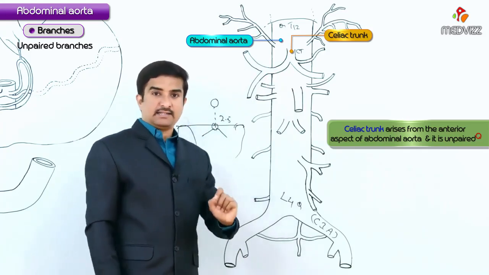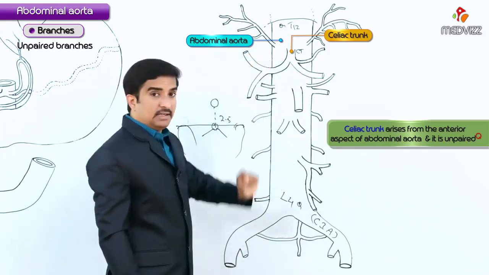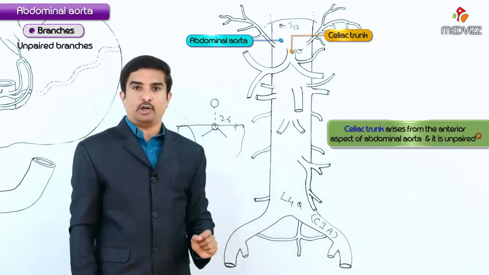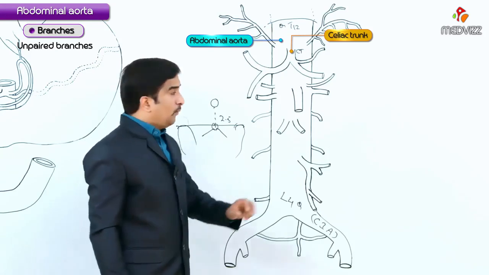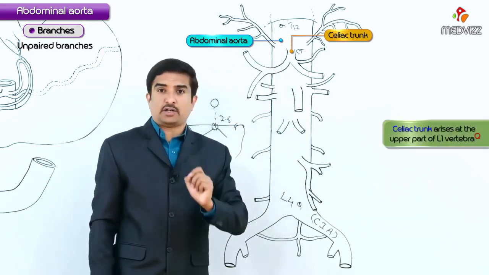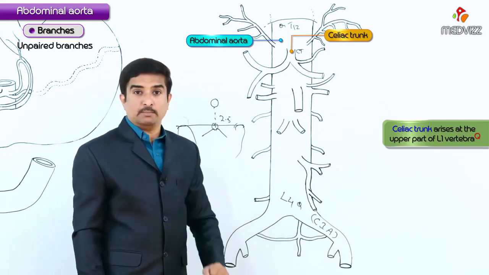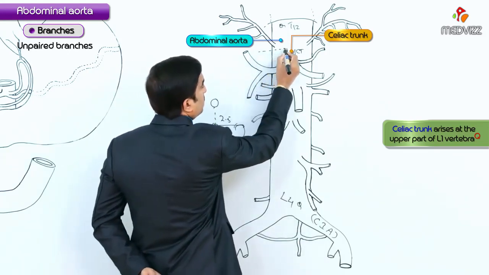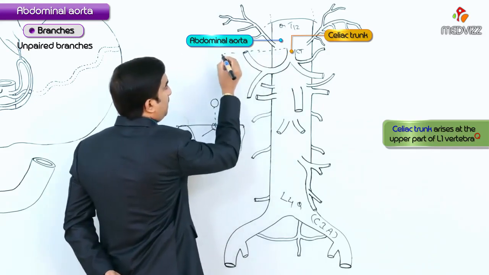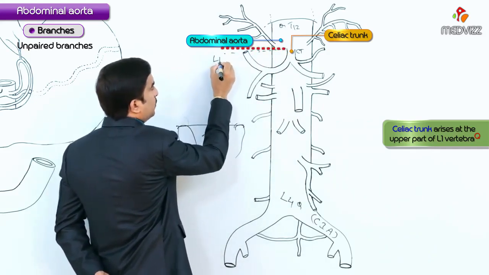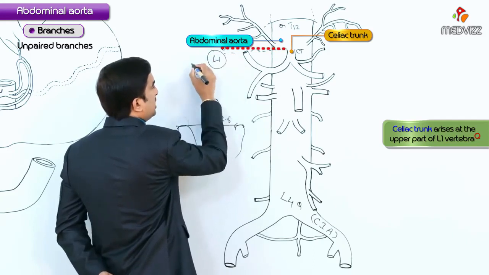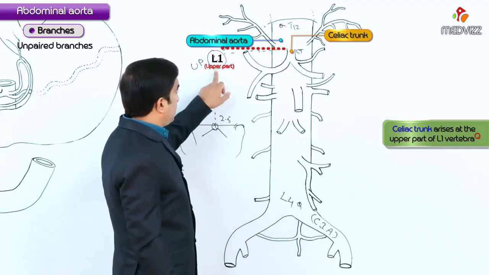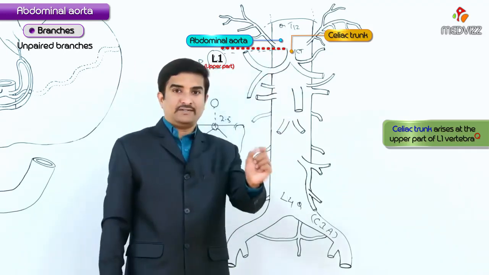That is the reason we can say that the celiac trunk, or the celiac artery, is the anterior and unpaired branch of the abdominal aorta, where the origin is at the upper part of the vertebra L1. I will write this origin here: upper part of the L1 vertebra. Important MCQ question. Remember that the upper part of the vertebra L1 is the origin of the celiac trunk.